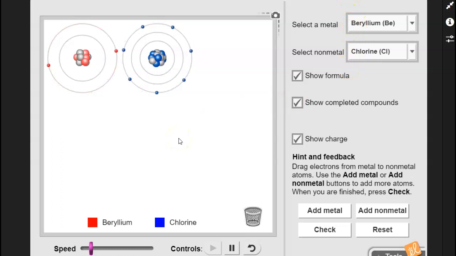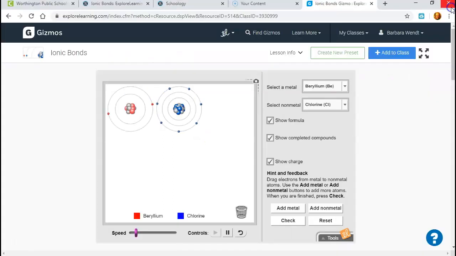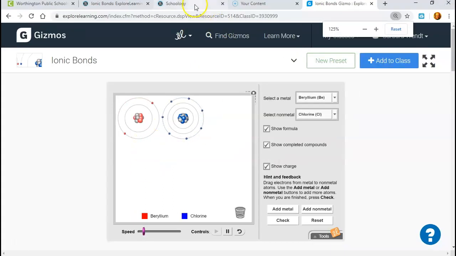The metals are always going to have a couple extra electrons to get rid of. The nonmetals always need a couple. So that's basically what you're doing with this. You're seeing how the electrons can move from one to the other and make sure that both of those atoms are happy and stable. Okay, let's go back to your worksheet here.